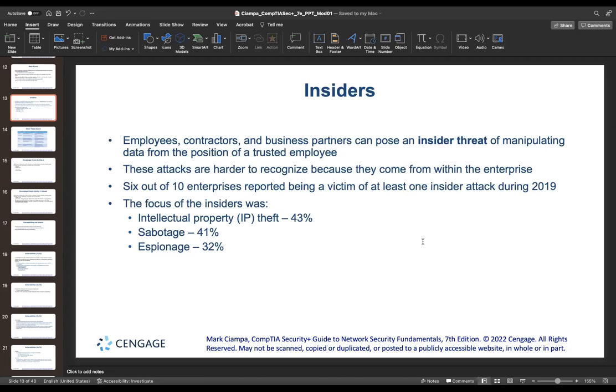So look at this report that came out in 2020. 6 out of 10 enterprises reported being a victim of at least one insider attack during 2019. It's a huge number, guys. 6 out of 10 is really big. So their focus was what? Intellectual property or IP theft. Very much in the Bay Area, this is one of the biggest problems.